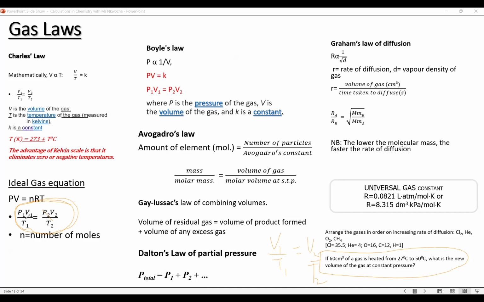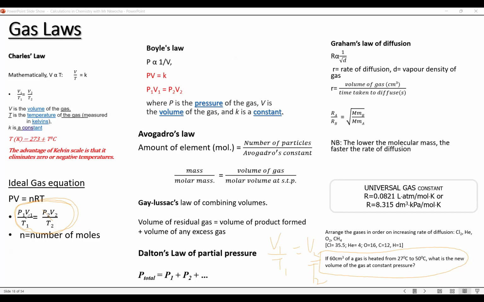But before you make your substitutions, remember that your temperatures must be in Kelvin. Your temperature must be in Kelvin. Once your temperatures are in Kelvin, you can go ahead and make your substitutions. Very, very simple. I hope that's easily understood. If you have a question with respect to that, just let me know.